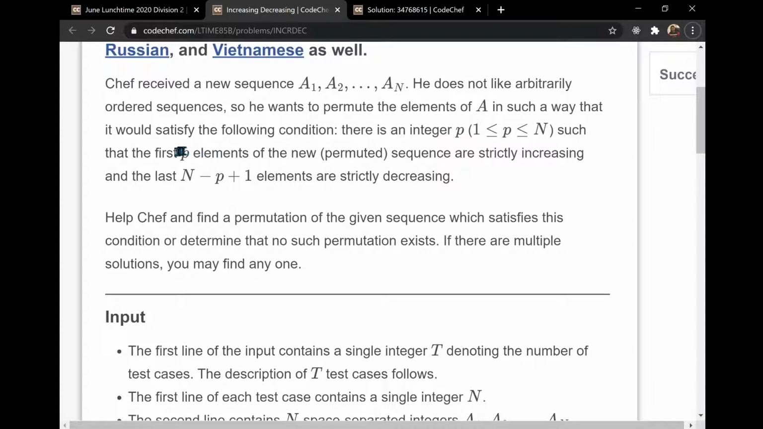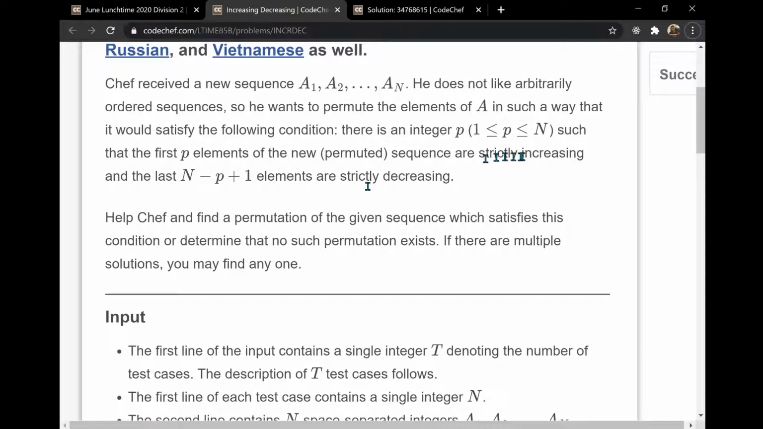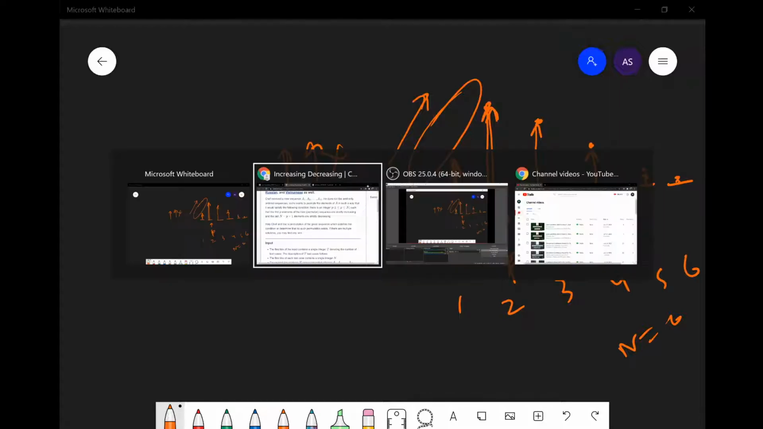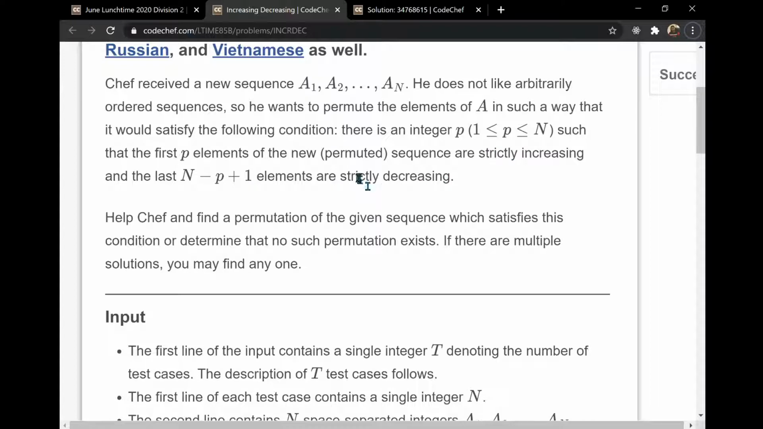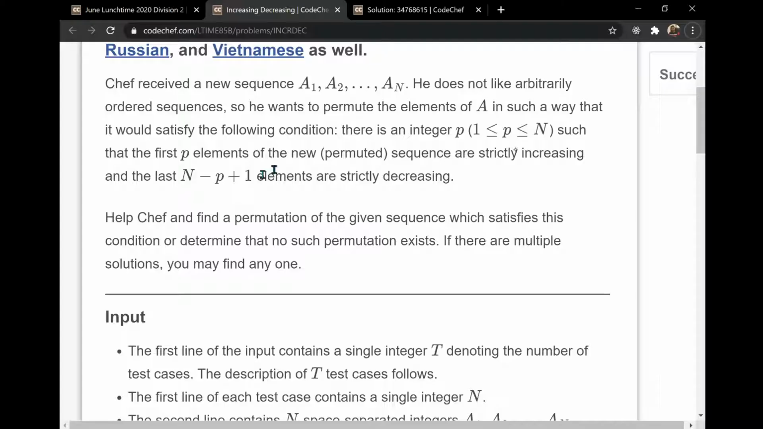there is an integer p such that the first p elements are strictly increasing. That means these element values are increasing. Suppose this height represents the value of the element. So for the first p elements the height should be increasing. That means the value should be strictly increasing. It should not be something like equal also. It should be strictly increasing. And for the remaining elements it should be strictly decreasing. If the height represents the value, then we can see that this is decreasing. So from the given array we have to make this sort of permutation.